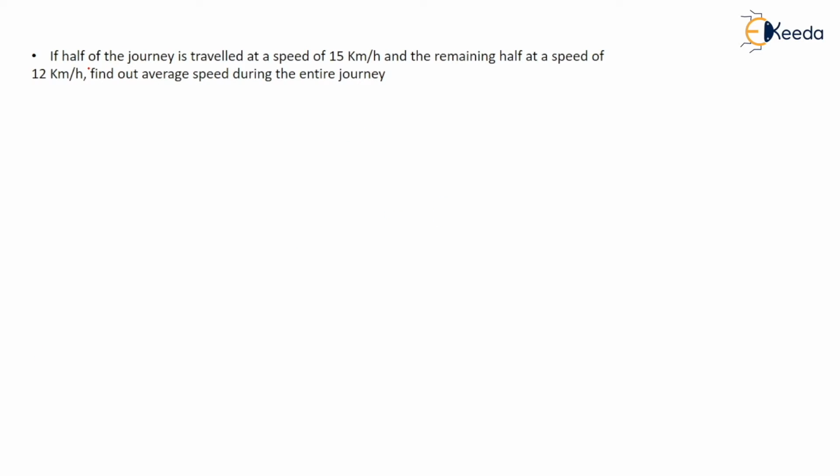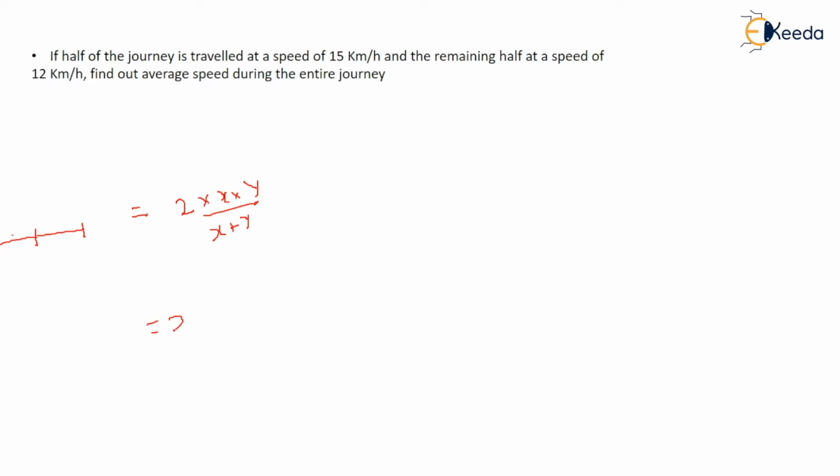So here is a question: if half of the journey is traveled at a speed of 15 km per hour and the remaining half at a speed of 12 km per hour, find out the average speed during the entire journey. This type of question generally asks for 1 mark in your GATE examination. So I told you the formula for this, that is 2 into x into y upon x plus y. This is for when half of the journey is covered with one speed and the other half is covered by another speed. At that time you can use this formula.